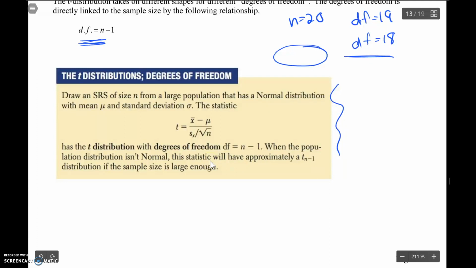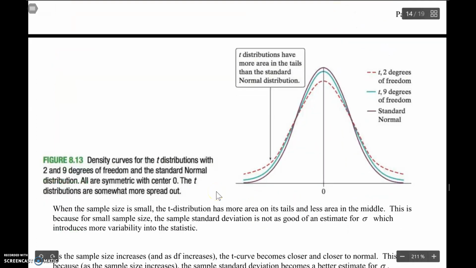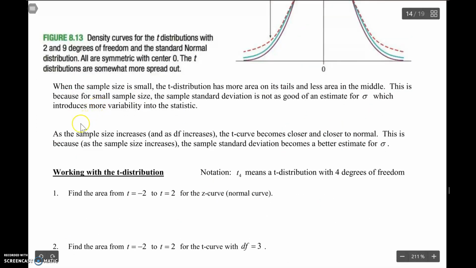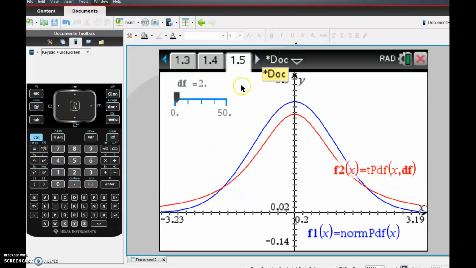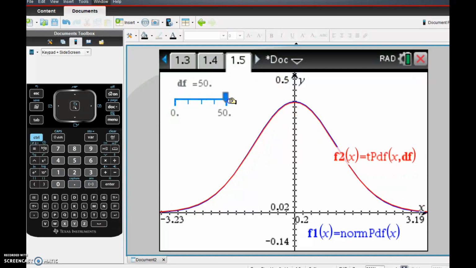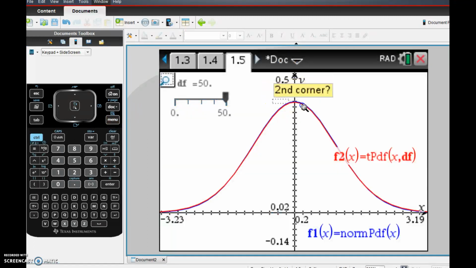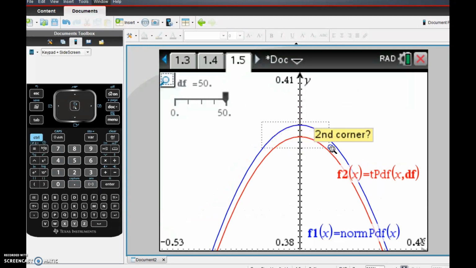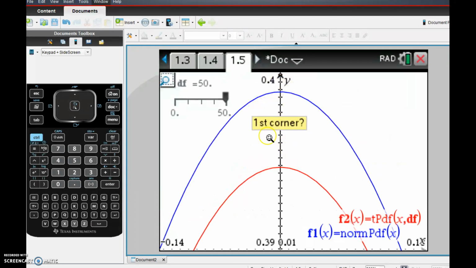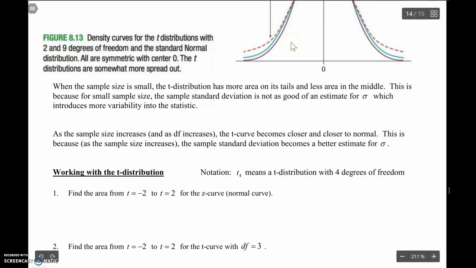So that's it. That's what it looks like. As the sample size increases, the t curve becomes closer and closer to normal. I do want to point out, though, it never is exactly the same. If I go to 50 degrees of freedom, you can hardly tell the difference by looking at it. But if you zoom in close enough, it's always different. Even with 100 or 1,000 degrees of freedom, there's just a slight difference, okay?